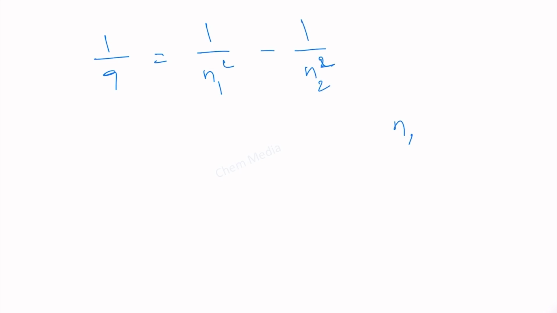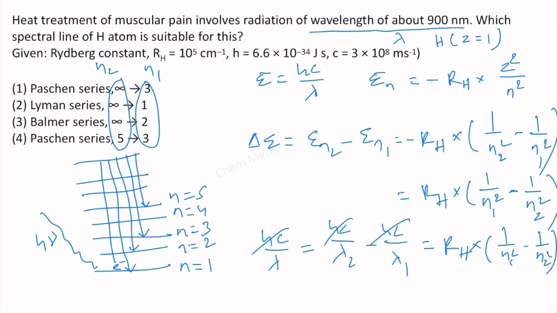Now, if the n2 value is equal to infinity and the n1 value is equal to 3, then we can equate this, isn't it? 1 by 9 will be equal to 1 by 9 in that case, because 1 by infinity square we can consider as 0. Therefore, Paschen series, option 1, is the correct choice here.